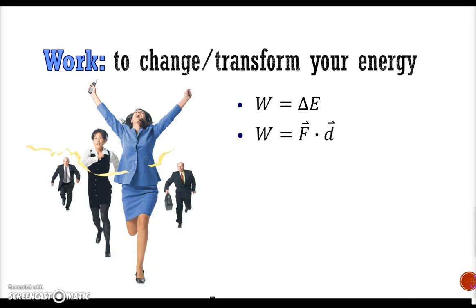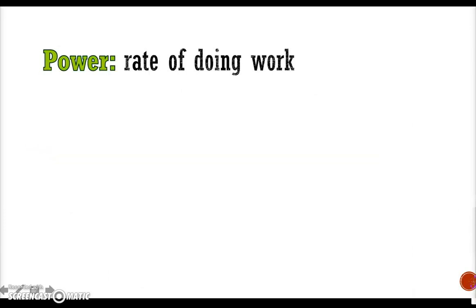It's transformed by applying a force over a displacement in the correct direction, that is, in the direction you want to go. Work equals the dot product of force and displacement. Work is measured in joules, where 1 joule is 1 newton of force times a meter of displacement.